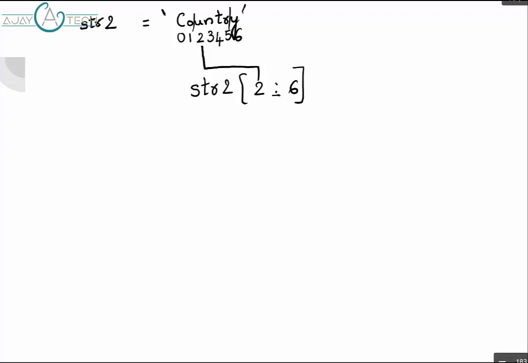So when I say the second index number is 6, the slicing stops here and it is going to exclude the character Y, that is the index number 6. So the output would be U, N, T, R.